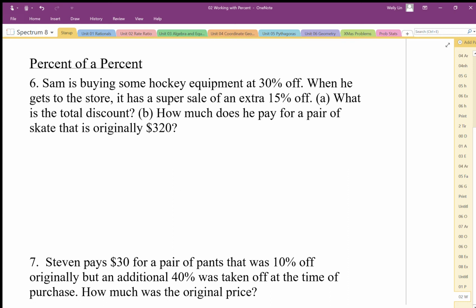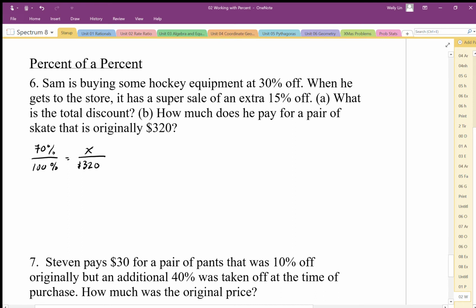So we could do this in two stages, or we can do this as one algebraic calculation. I'm going to show you both ways. To get 30% off, he's going to first of all pay 70% compared to 100%. And the X just represents the first discount. Okay, and what does it say? Pair of skates, $320. So these are expensive skates.